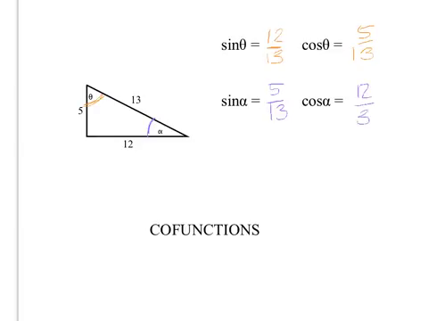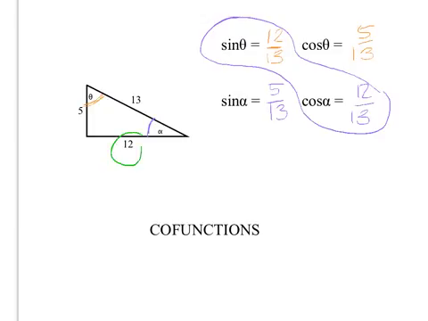And so I hope you see it. The cosine of alpha and the sine of theta are the exact same. That's because sine is the opposite side, so the opposite side here would be 12 over the hypotenuse. And cosine, when you look at alpha, cosine is the adjacent over the hypotenuse. That 12 is the opposite for theta and the adjacent for alpha. And so then the trig functions that use that 12 are going to be the same.